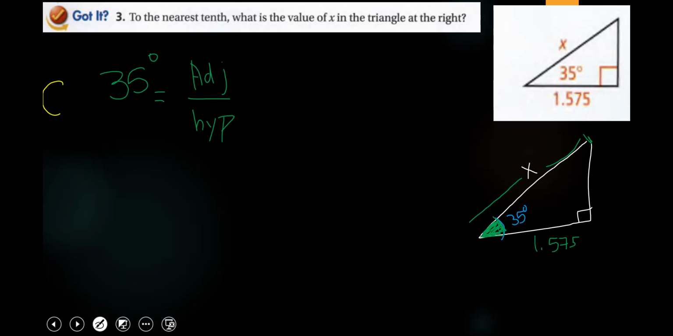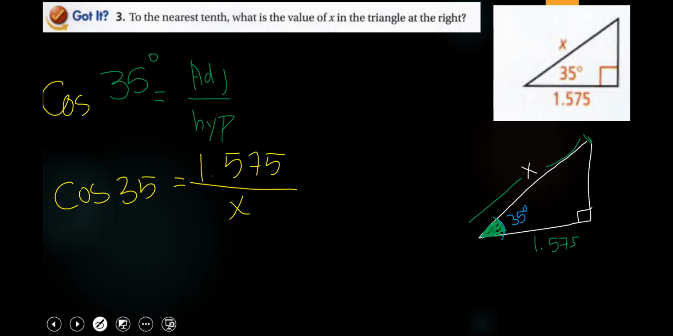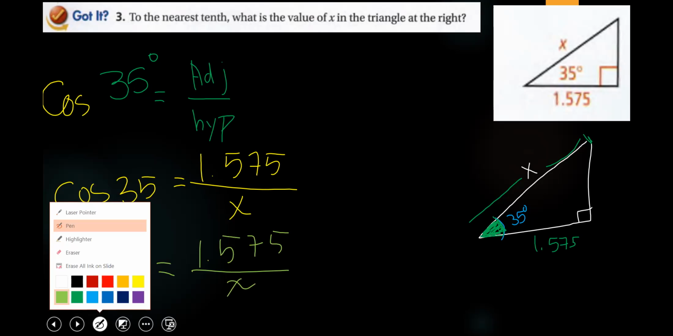Cosine, bravo. Adjacent over hypotenuse is cosine. Then cosine 35 is the adjacent, which is 1.575, over the hypotenuse x. Then let's find cosine 35 here. It's going to be 0.819, bravo. Equals 1.575 over x.